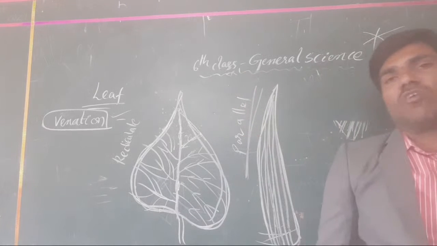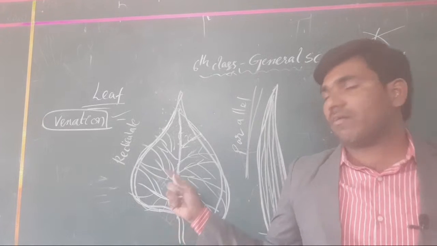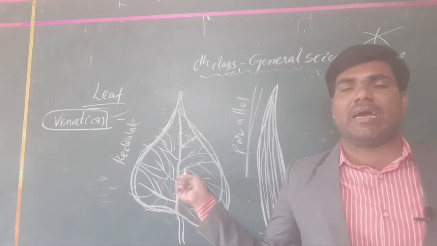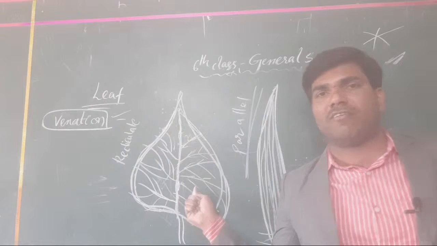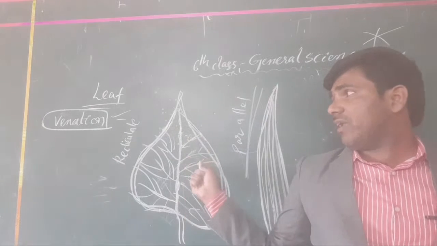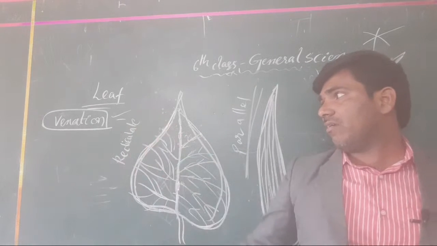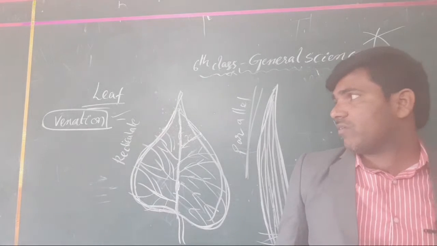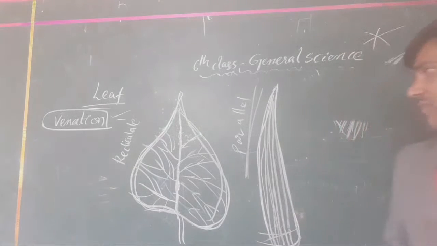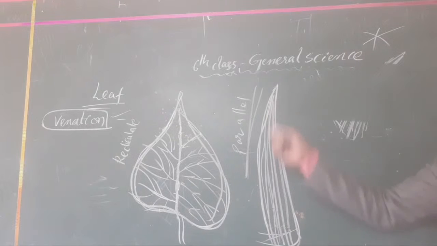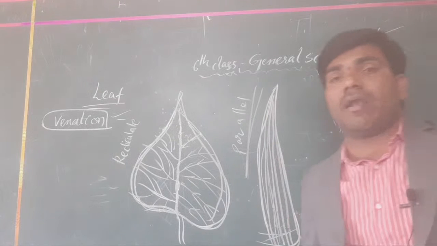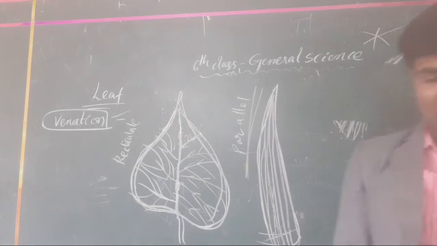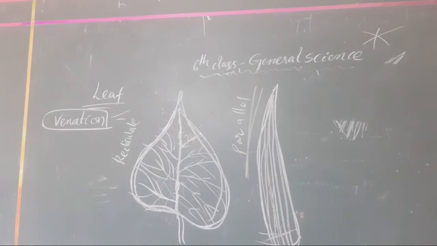Very important concept, no? When our veins are contained in the form of a web-like structure, that venation is called reticulate venation. In case it is in a parallel manner, that is called parallel venation. Why is it like that actually? Why is it like that?